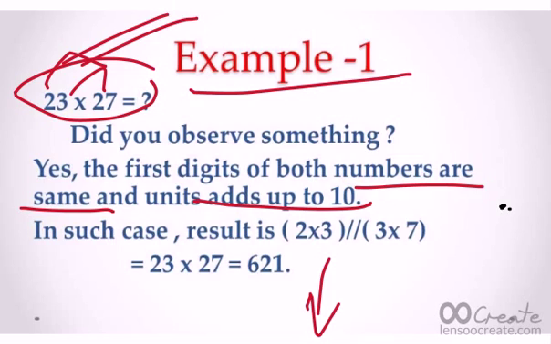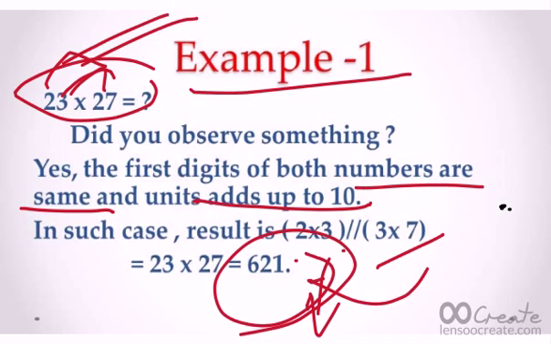Now what to do about this? Let's come back to this. First, find the product of the units digits, that is 3 into 7 is 21. Keep it aside. Now in 23, one more than 2 is 3, therefore 2 into 3 is 6. Therefore 23 into 27 is 621. Hope you got it. This is similar to the previous one, which was a special case where both the units digits and the tens digits were the same. In this case they are different, and the sum of the units digits is equal to 10.